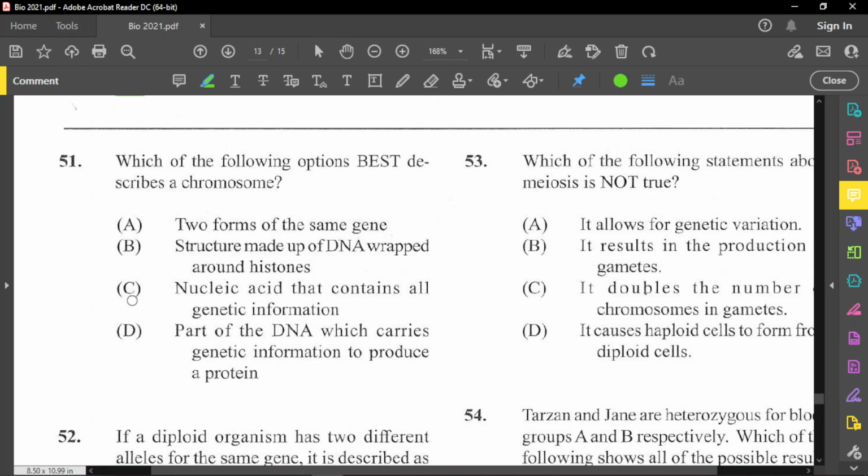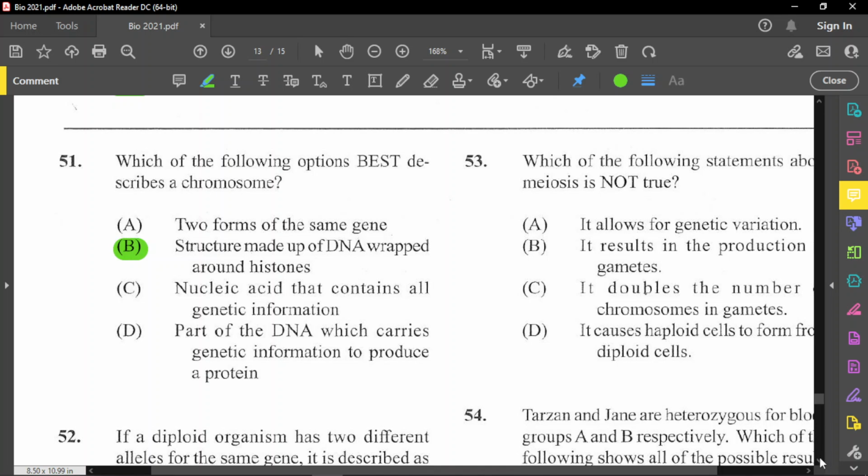But let's go to option C. It's a nucleic acid that contains all genetic information. This is DNA. You have two nucleic acids, as a matter of fact, DNA and RNA. But DNA contains all the genetic information. RNA is only a portion of the DNA, or one strand of the DNA. So B is still the winner. D is a part of the DNA which carries genetic information to produce proteins. No, that is not true. That could be genes, because a part of DNA will be the genes. So that's not a true statement. So B is our winner for 51.